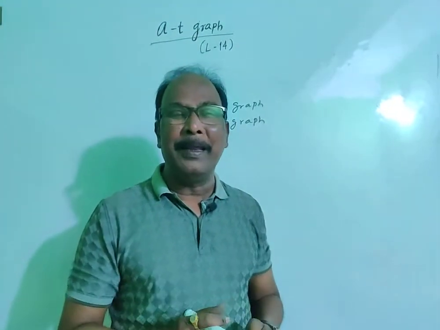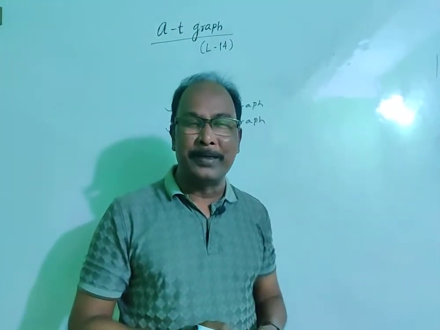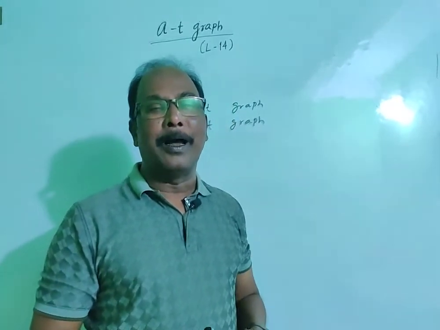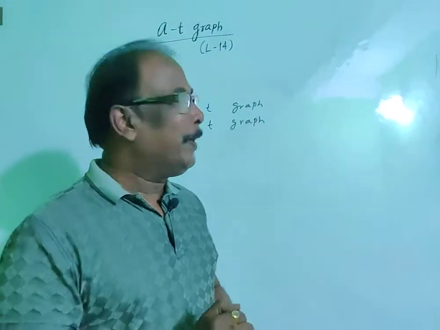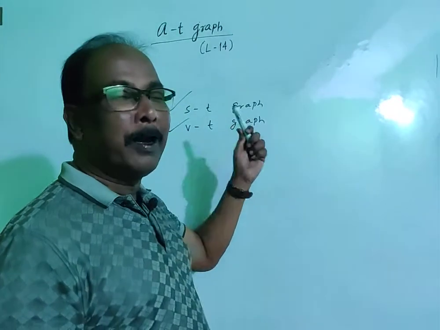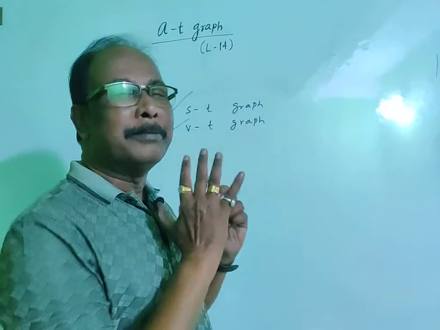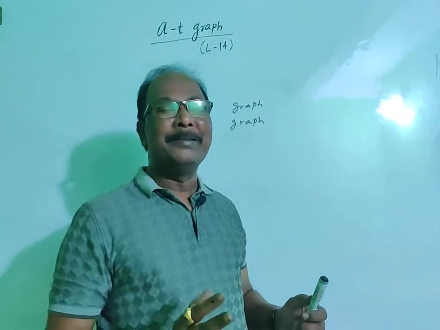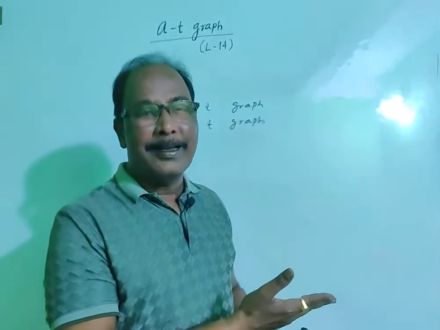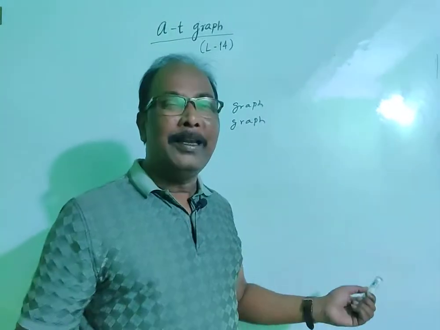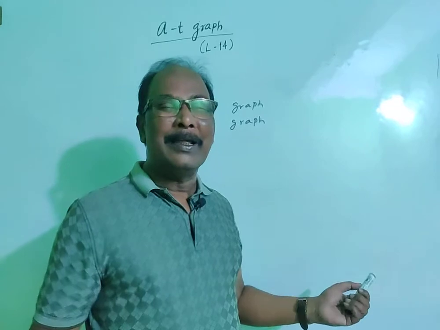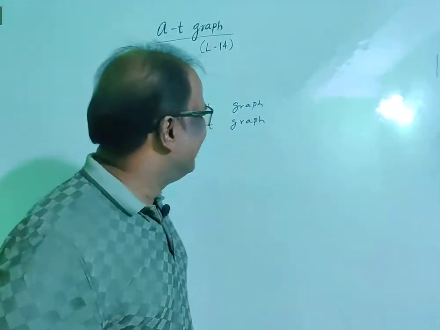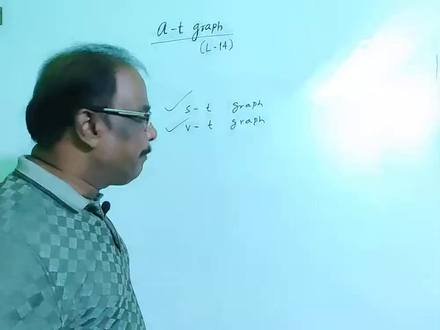From the very beginning, I advise students who have not gone through the previous lecture, lecture number 13, to first go through it. We have discussed these two types of graphs in the easiest way. First go through lecture number 13 and then enter this lecture. You will find it very easy, not very easier, very easiest. ST graph and VT graph.